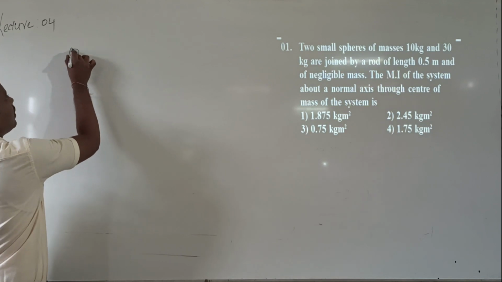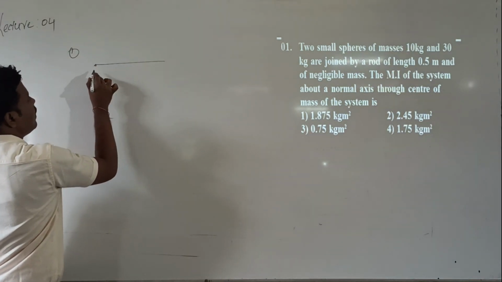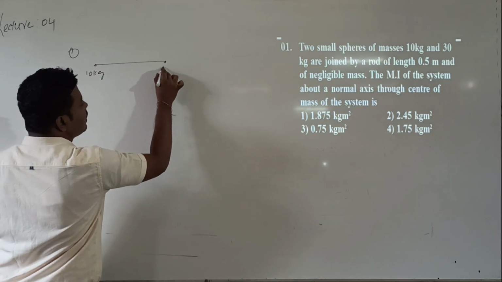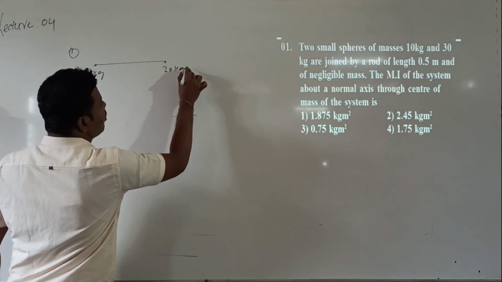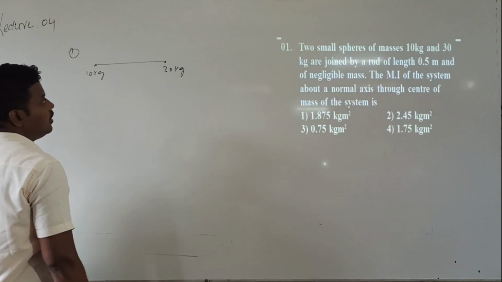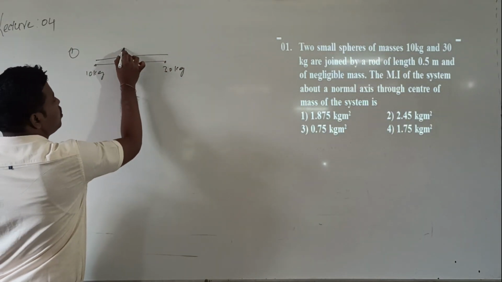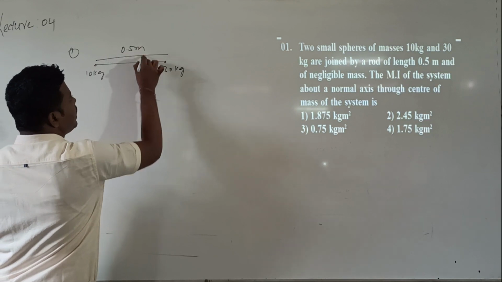First question, see, two masses are there. First mass 10 kg, second mass 30 kg. These both are joined by a rod of negligible mass. So then these two are separated by a distance given. The separation between the two is given as 0.5 meters.